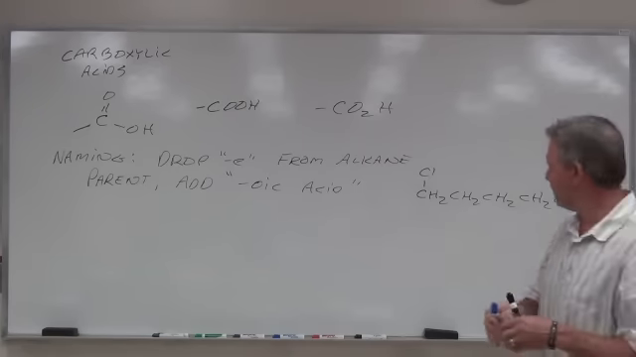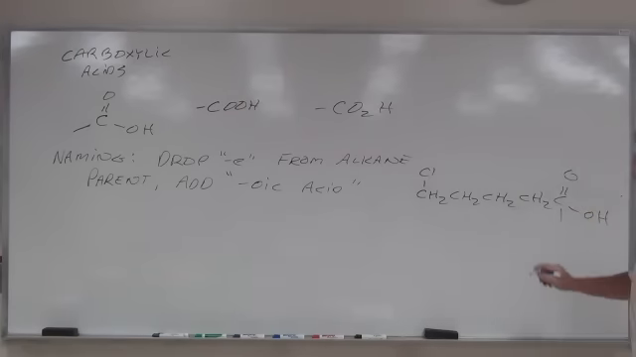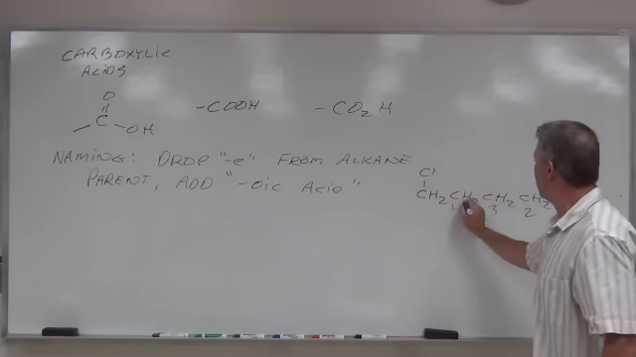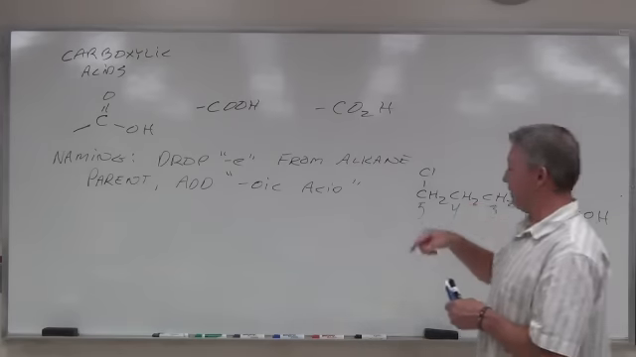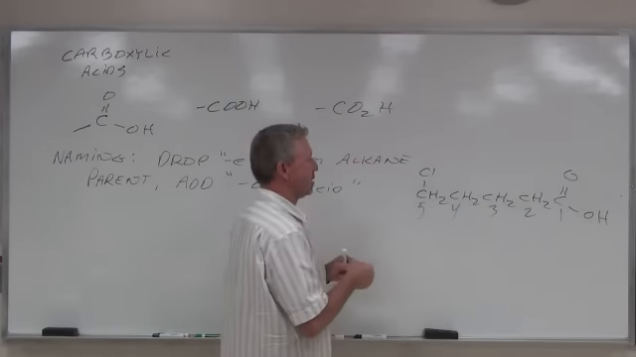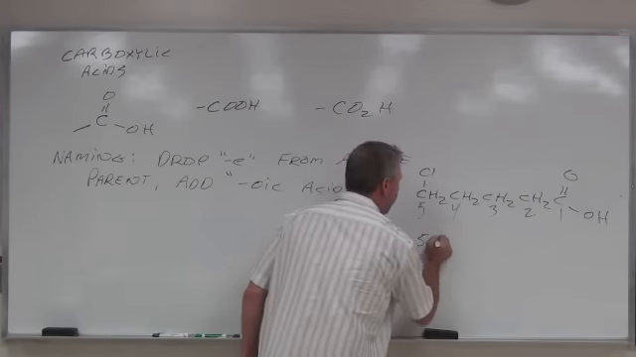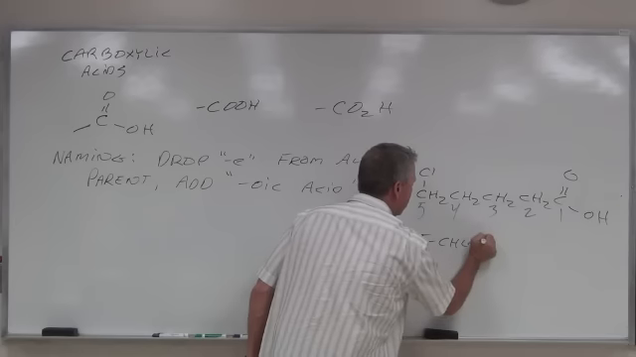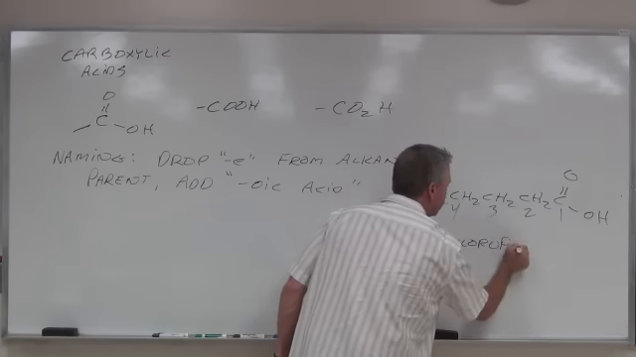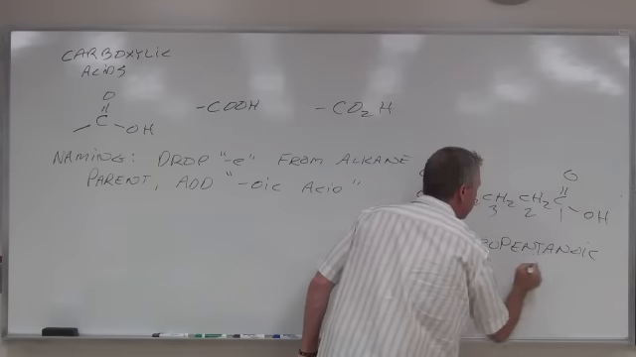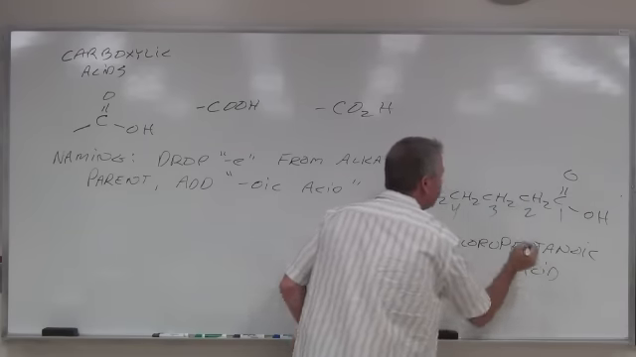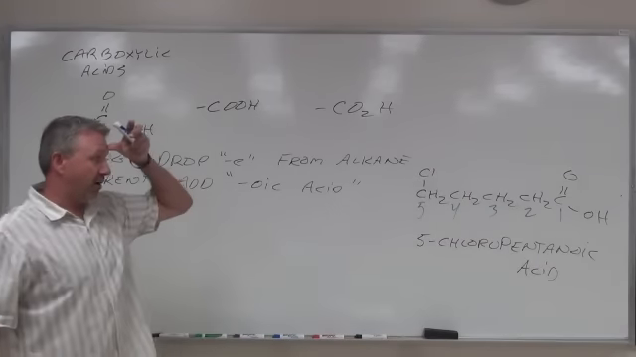You don't have to locate it. So this is always carbon 1. 5-chloro. I have 5 carbons, pentane, pentanoic acid. This is 5-chloro. 5-chloropentanoic acid.